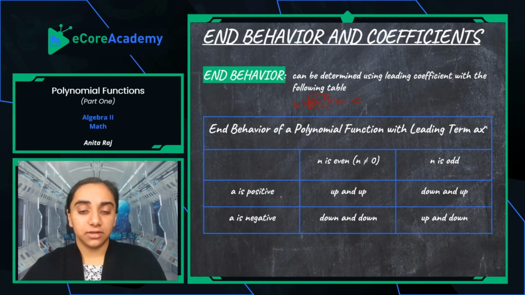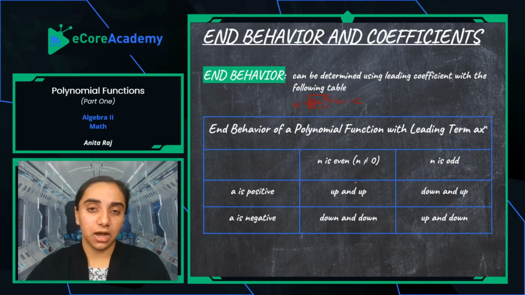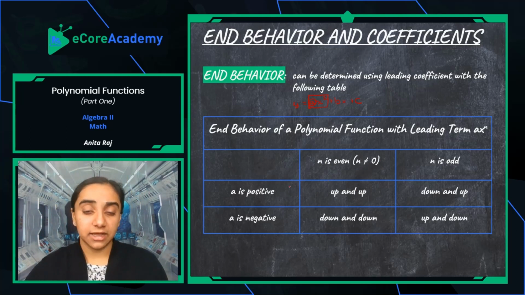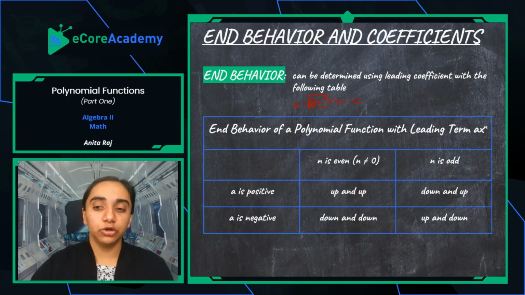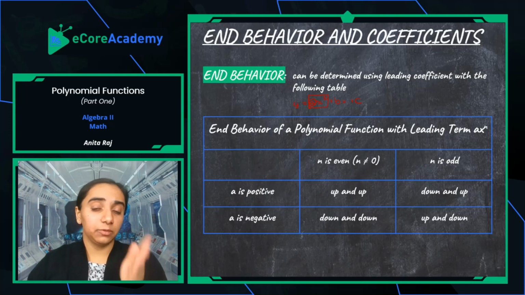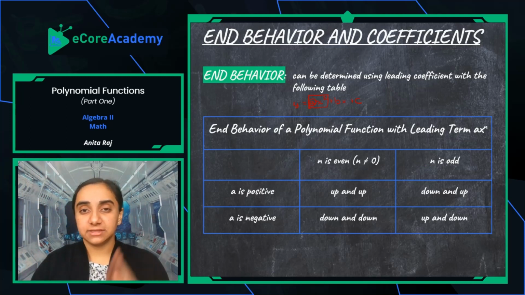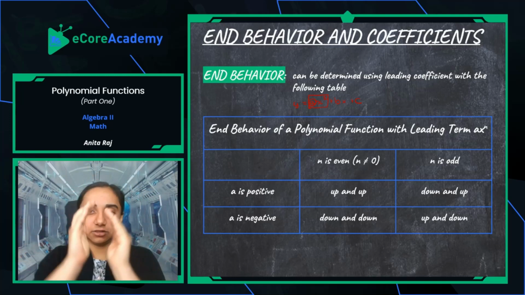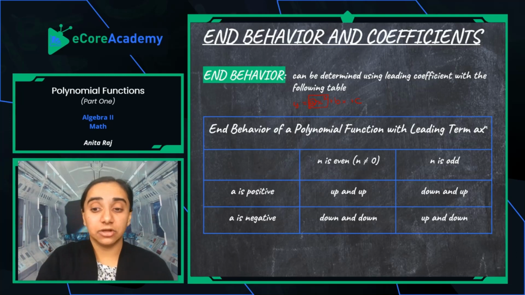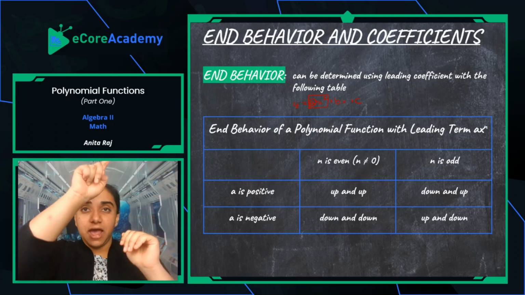So if n is even and a is positive, the graph is going to be up and up. You can think of a parabola opening up like this. If a is still positive but n is odd, like a cubic, it's going to be down and then it's going to go up. And we're reading this from left to right. If a is negative, so there's a negative sign in front of a, but n is even, it's going to be down and down. So we can think of a parabola but reflected. It'd be something like this. And then if a is negative and n is also odd, it's going to be up and then it's going to come down.